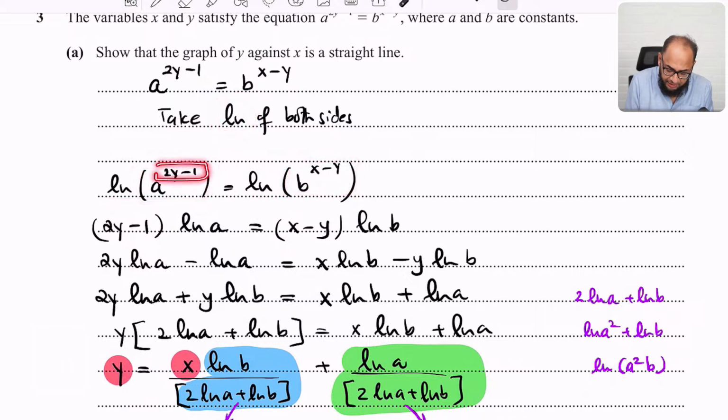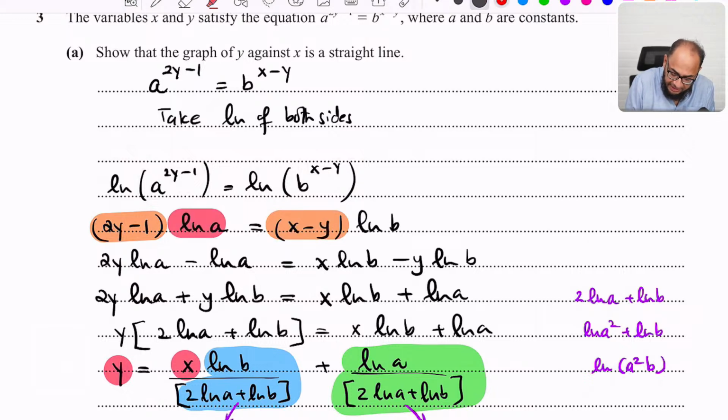Now this power comes down and multiplies, this power comes down and multiplies, and maybe that is one of the reasons the examiner was finding that people have not used the brackets. Of course the brackets were not there originally, but as soon as I take it down, I put a bracket. As soon as I take it down, I put a bracket. So the bracket is there.